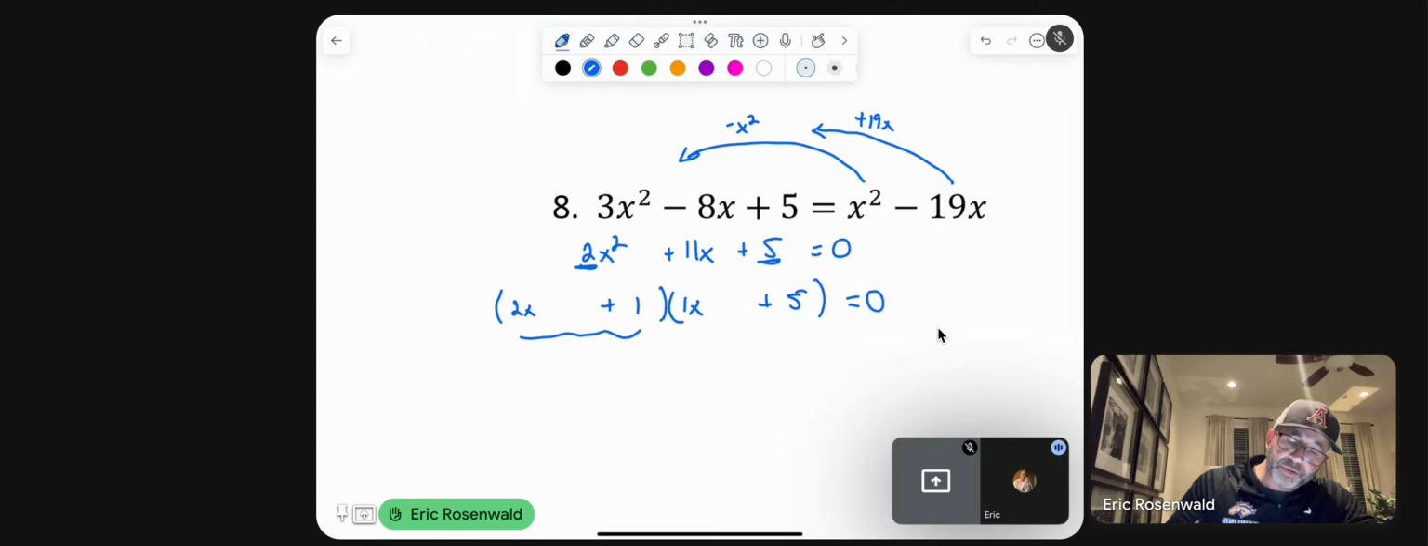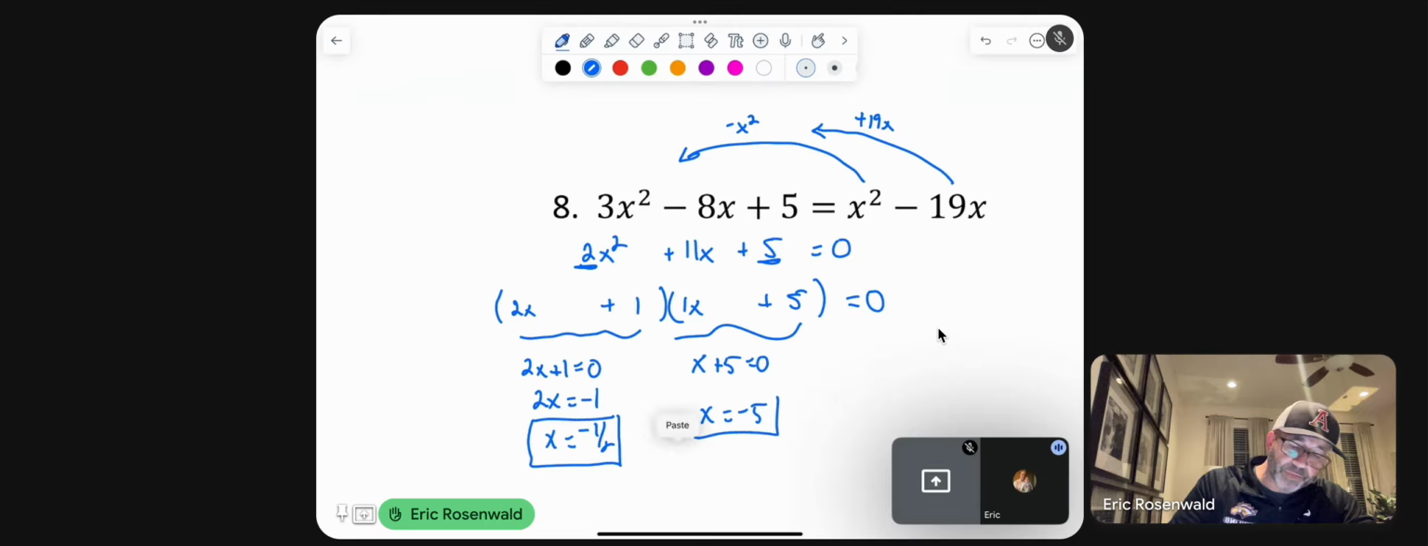Take this and set equal to 0. We're going to have 2x plus 1 is equal to 0. Move the 1 over, we get negative 1. Divide by 2, we get negative 1/2. Okay. Take the x plus 5, set that equal to 0. We get x is equal to negative 5. And there's your two answers.